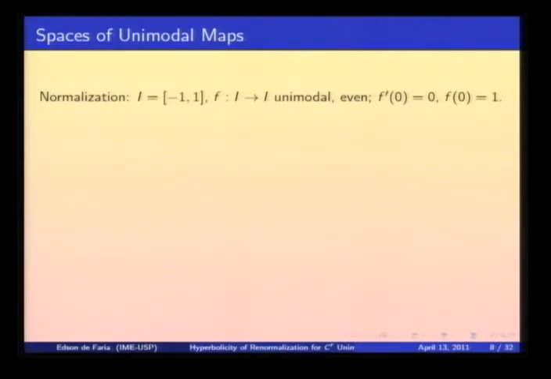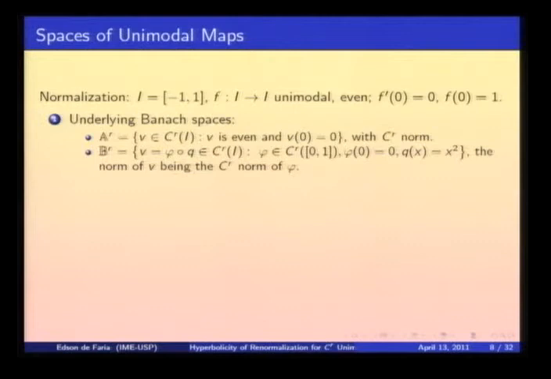Now, let me try to be a little bit more precise. So the unimodal maps that I'm considering are always defined on the interval [-1, 1], critical point at 0. The critical value is always at 1, which is the rightmost point. And we have to consider various Banach spaces. So one Banach space is the space of even C^r functions, which vanish at the origin with the C^r norm. So most of our unimodal maps will be embedded in this space.